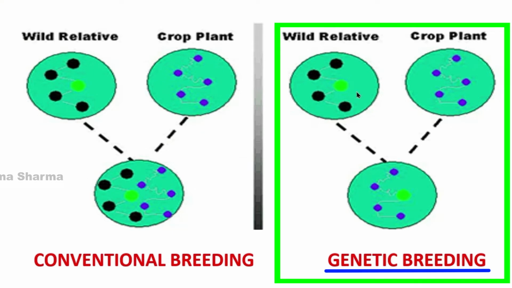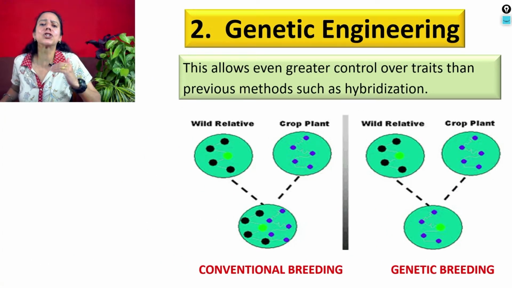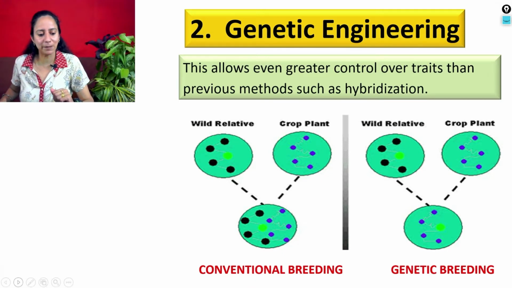Whereas genetic engineers only cut and insert that fragment of DNA which has this desirable trait. So the new variety has all the good of the crop plant and the best of the wild variety. So genetic engineering is much more sophisticated and much better than conventional breeding.